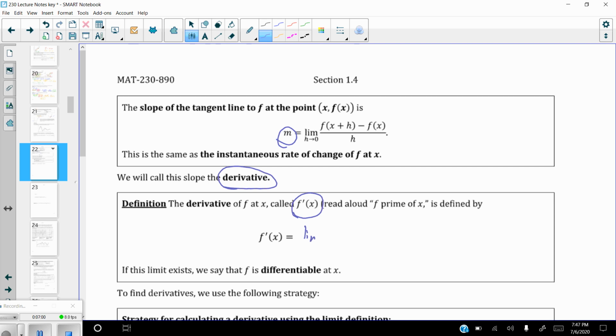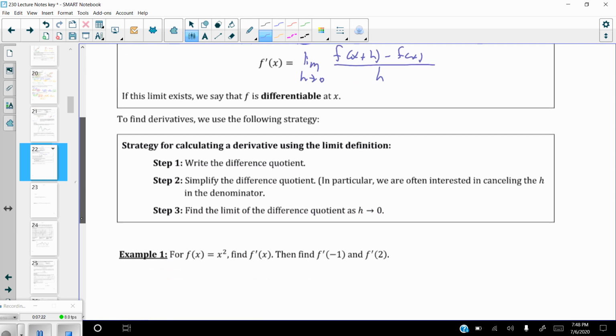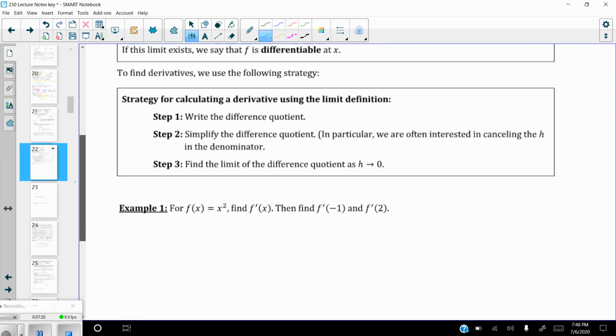And f prime of x is exactly what we have written above. It is the limit as h approaches 0 of the difference quotient, f of x plus h minus f of x over h. So ultimately, when we find these derivatives, we're going to do what we did before. We're going to find the difference quotient, but then we're going to take the limit as h approaches 0. So again, step 1, write the difference quotient. Step 2, simplify the difference quotient, because you do need to simplify it so that you can get rid of that h in the denominator, which we talked about in the last section. And then we'll find the limit at the end of the difference quotient as h approaches 0.